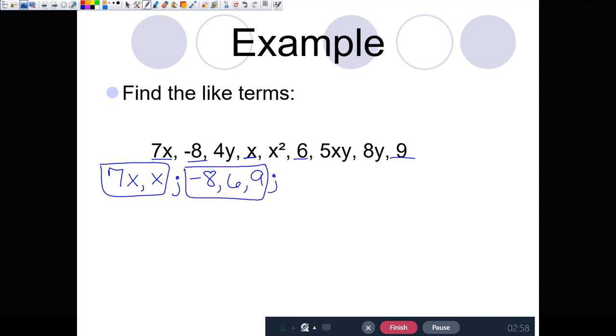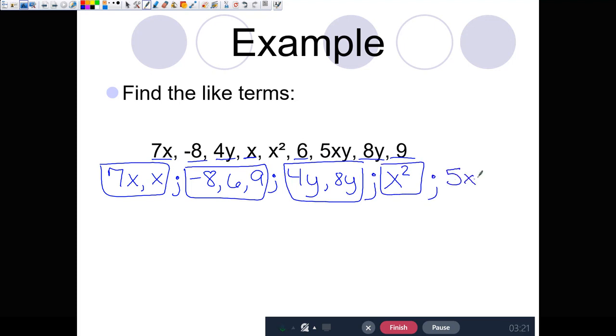Okay? What about with 4y? 8y. And how about x squared? Is there anything that's a like term with x squared? No. By itself. And what about 5xy? No, it's by itself.